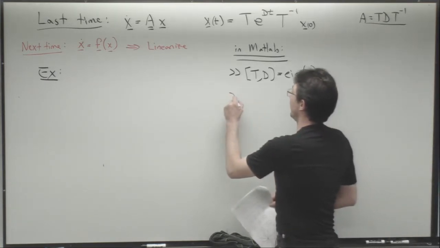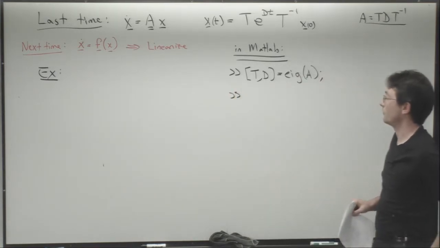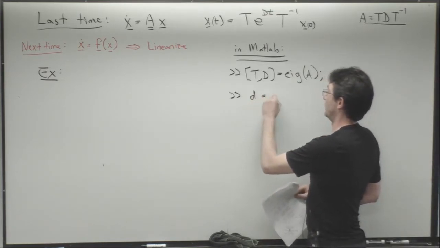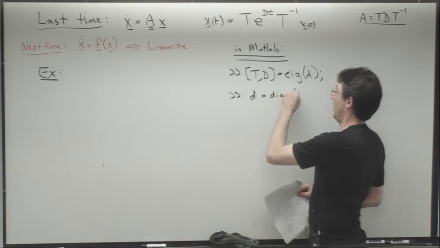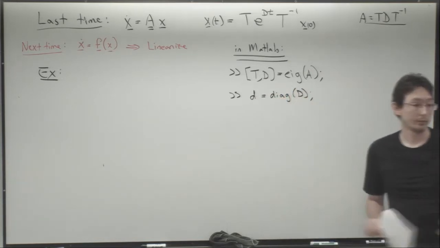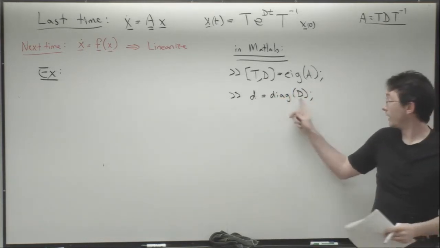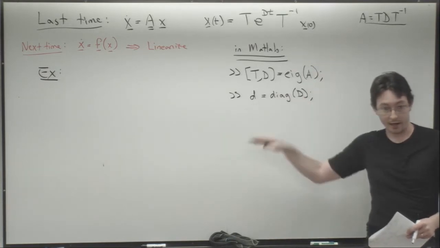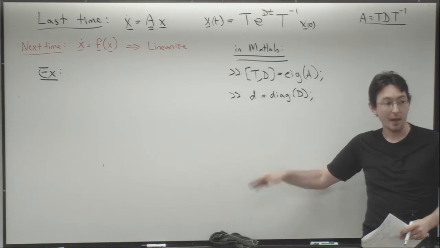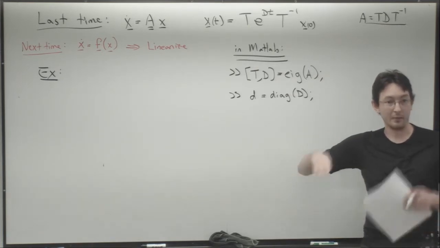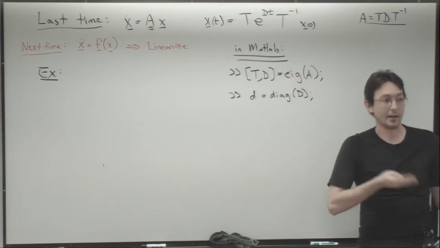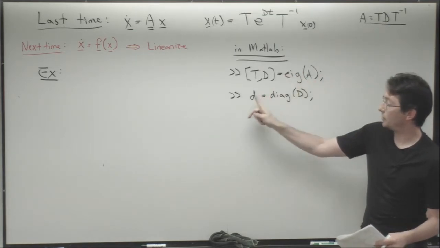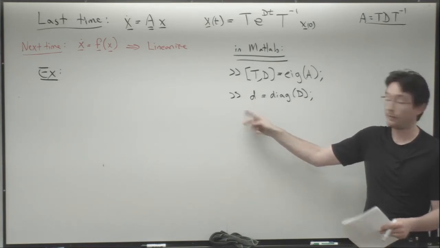So what I would do is say little d equals the diag of big D. Okay, so the diag command: if I give diag a matrix, it will give me a vector of just the diagonal elements. And if I give it a vector, it will give me a matrix with that vector on the diagonal. So it takes two different arguments.